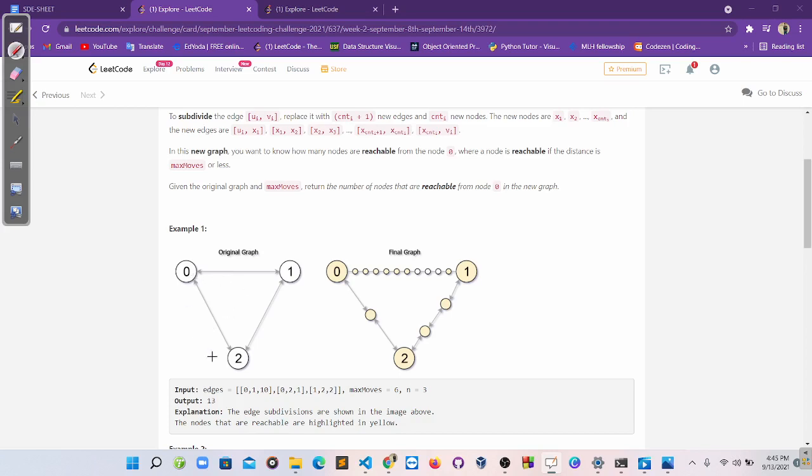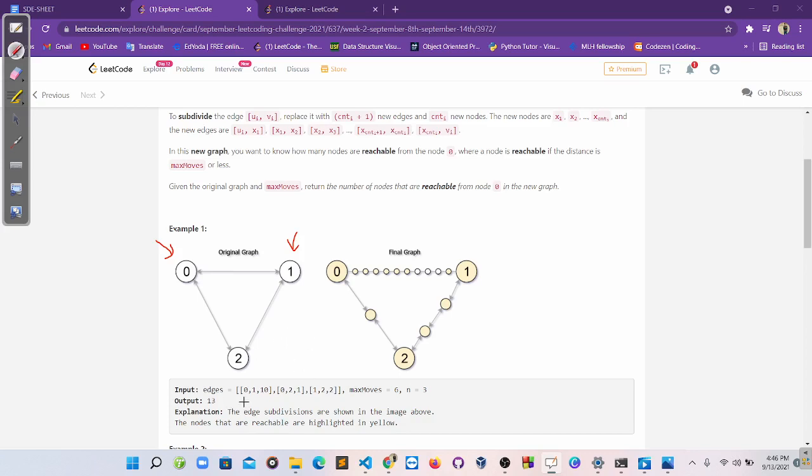It means that we have a given graph as you can see there, and between two nodes there is an edge. To move from this node to this node, we have some cost. Similarly, to move from 0 to 2, we have some cost. To move from 2 to 1, we have some cost. And the cost from 0 to 1 is the same as the cost from 1 to 0.